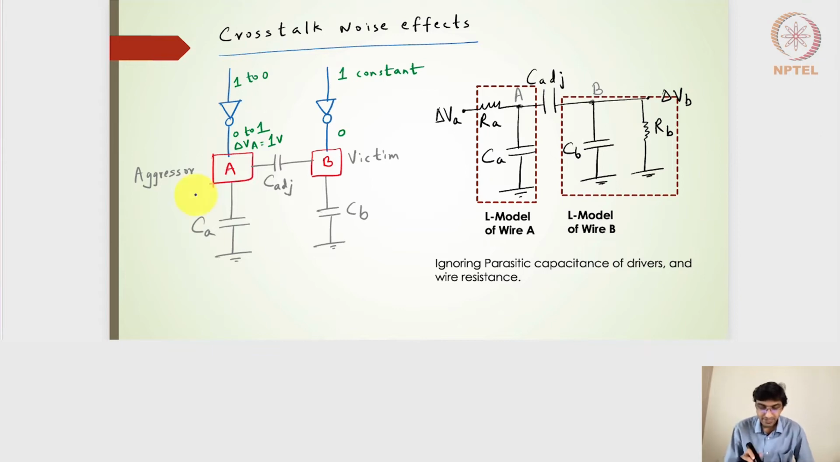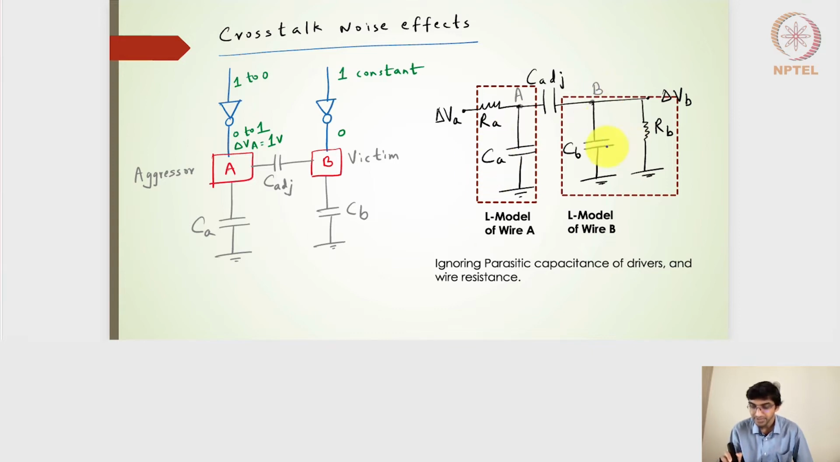If I want to represent wire A and wire B in terms of an R and C circuit, I'll use a very simple L model on both wire A and wire B, and in between there is a coupling capacitance, or adjacent capacitance. The dotted boxes represent the same: one is the L model of wire A, and the other is the L model of wire B. Inside the dotted boxes, we see the resistance RA and the capacitance CA.